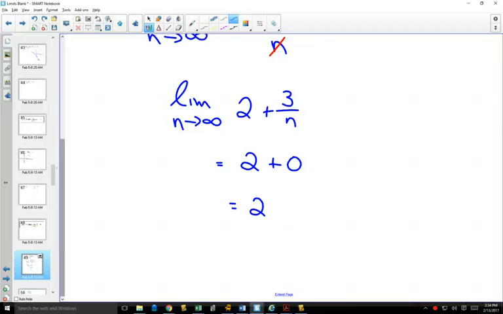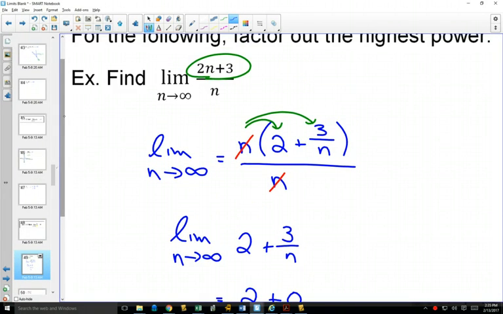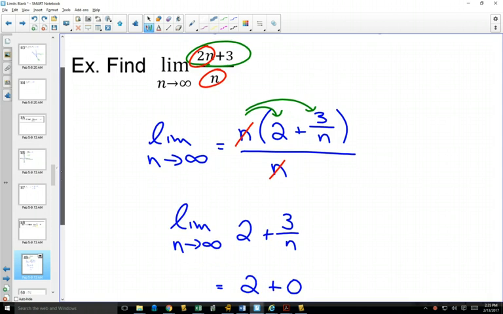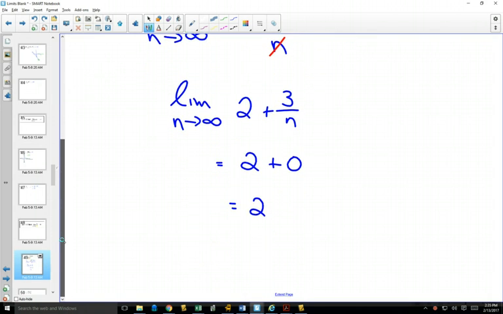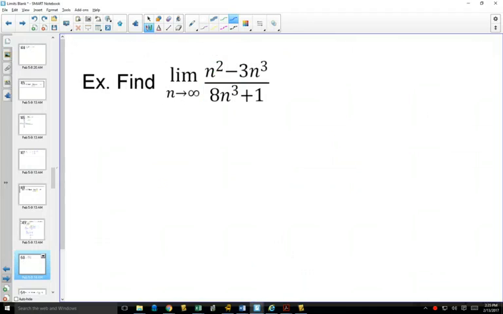So one of the things that I like to do as a shortcut for these ones is I look for my highest power of n. In this case, it's just n. I look on the top, I have 2n. I look on the bottom, I have n. What's 2n divided by n? 2. And that's your limit. So if you can find that highest power, you can just look at that and ignore everything else. That would be a shortcut for these ones. So we'll do a couple of these using the method, and then we'll look at the shortcut.